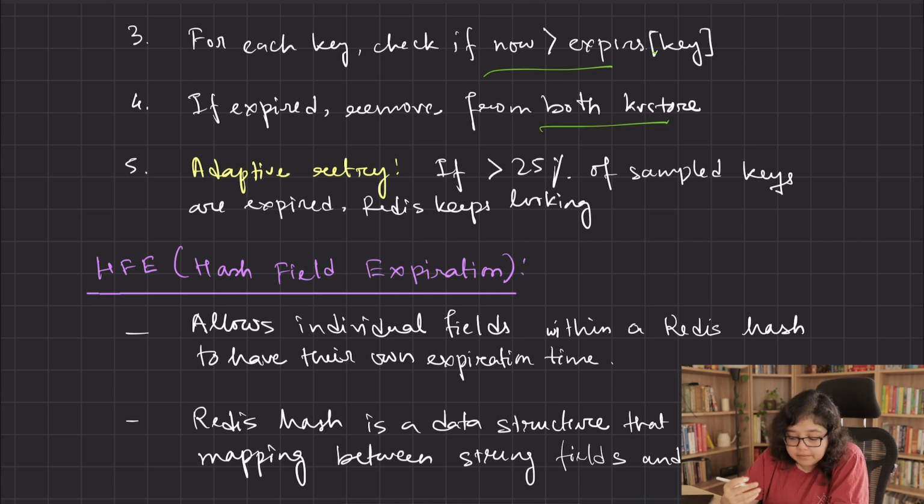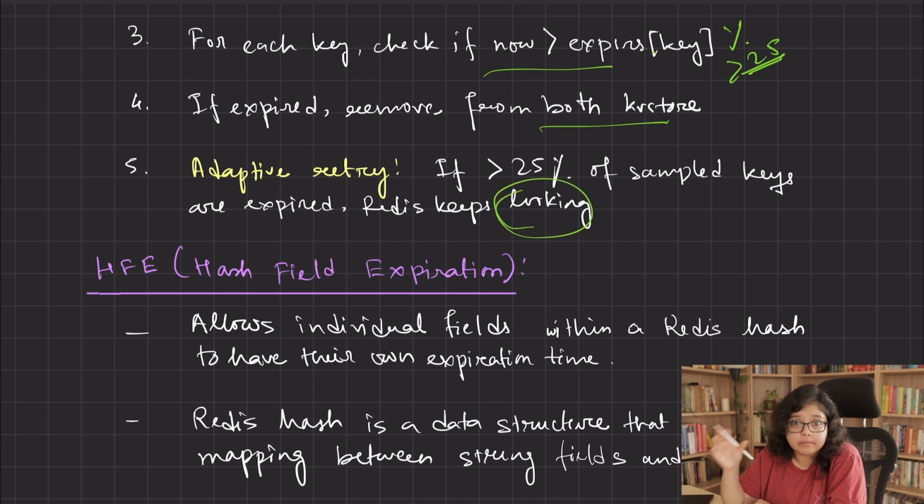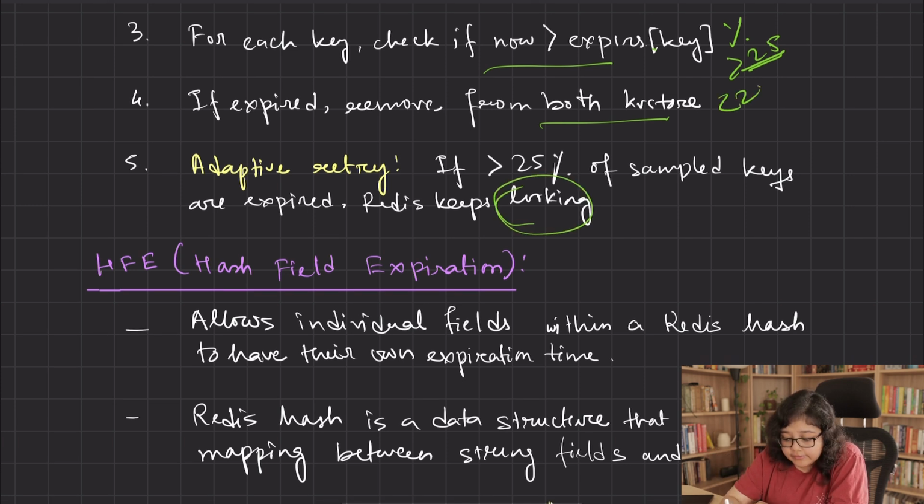After processing the sample, Redis will calculate the percentage of keys that were found to be expired in the sample. And if the percentage is more than 25%, then Redis will assume that there are many more expired keys in the original dataset, and it will keep on looping and aggressively reclaim the memory. But if it is less than 25%, in that case, Redis will stop the loop and save CPU usage.